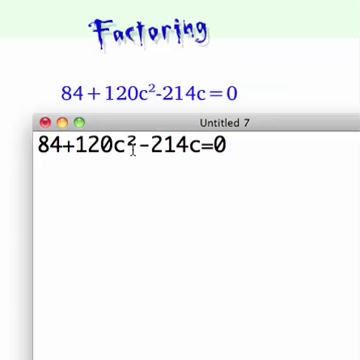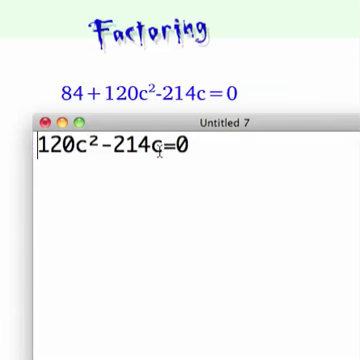And I want to rearrange this because I need it to be in decreasing order of degree. So plus 84, there we go. And then I'm looking for a common factor that goes into 120, 214, and 84. And I'm going to divide both sides by that.